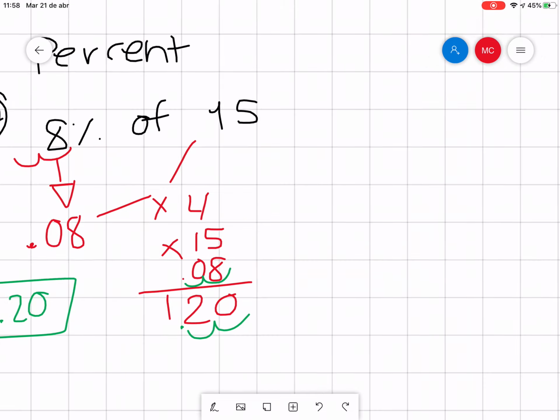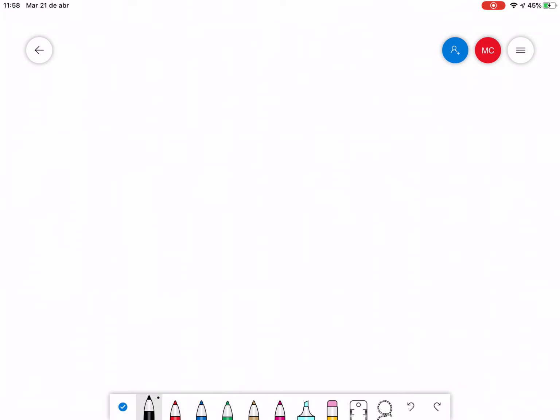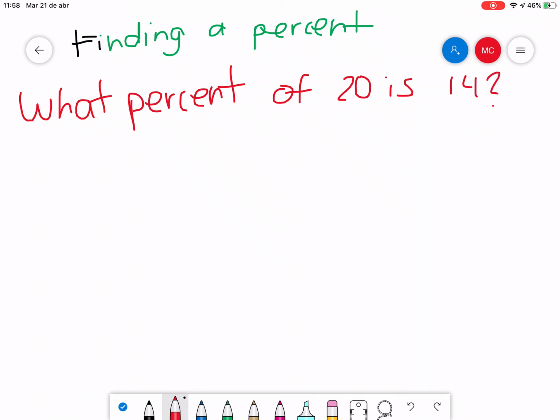Then, just a moment ago, we explained something different. It is finding a percent, which is the topic that we explained today. For example, you had two types of question. You had a question like, what percent of 20 is 14? Okay, you have a question like that.